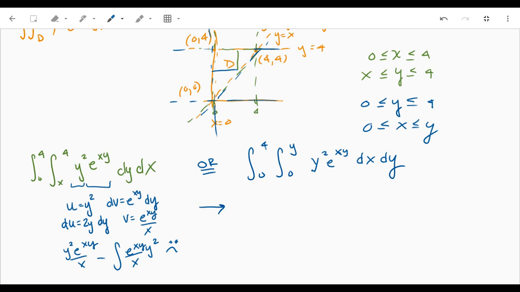Can I integrate this with respect to x easily? Yeah, I can do that. Because I would have e to the xy. If I take the derivative of that, that would put a y out front.